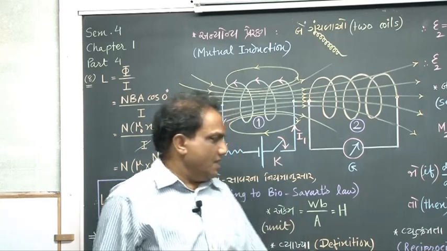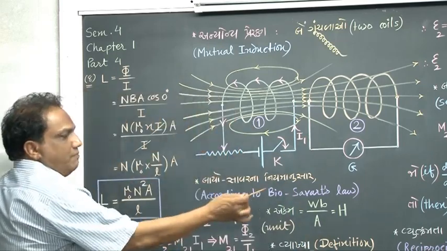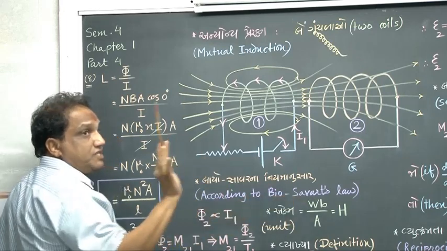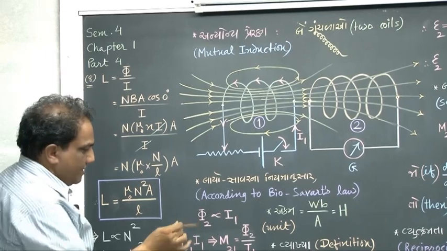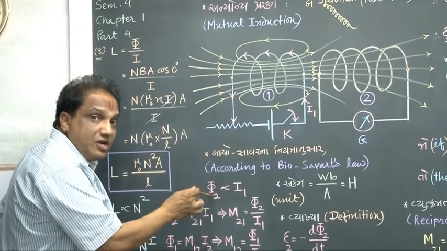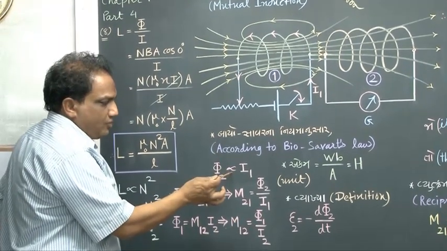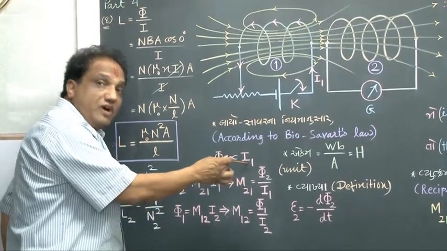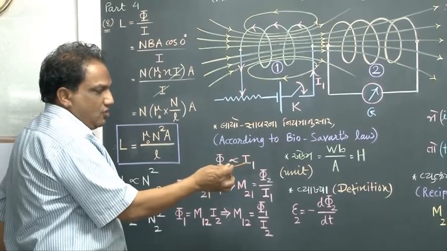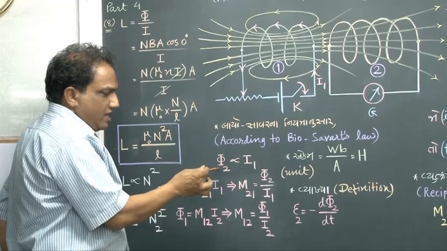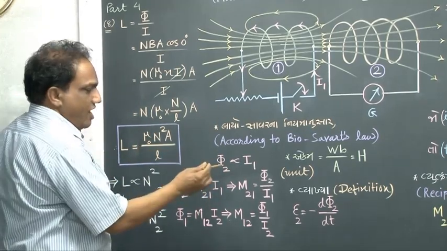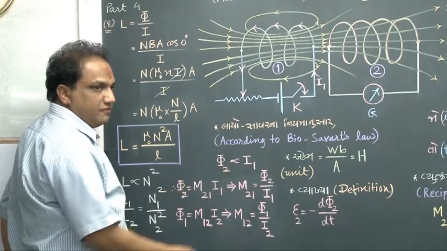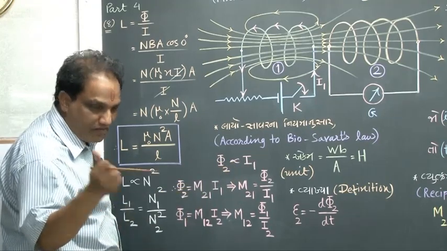Okay, fine. Now, using Biot-Savart's law, which you had studied in semester 3, we can prove here that magnetic flux linked with second coil is directly proportional to current passing through first coil. As this current goes on increasing, this magnetic flux increases proportionally. Fine. Phi 2 proportional to I1.